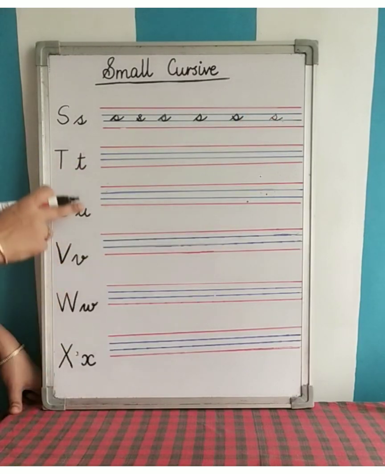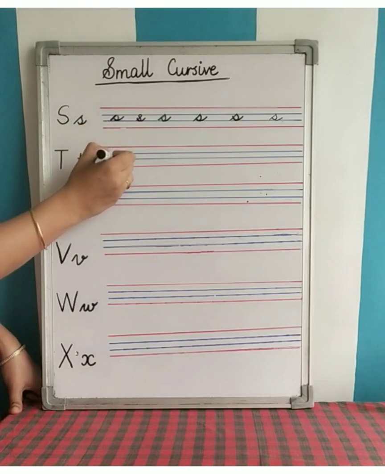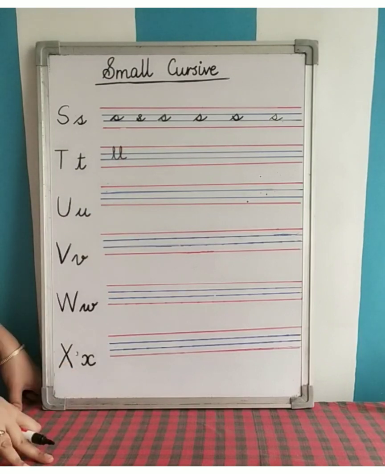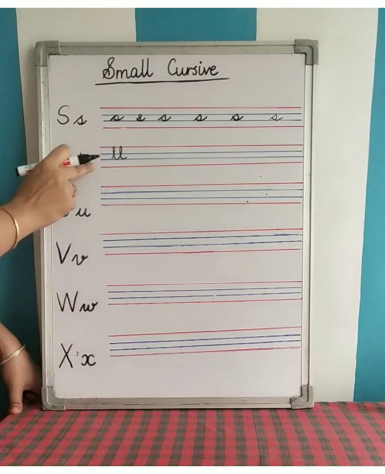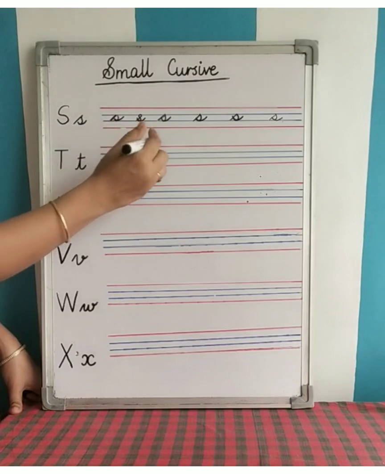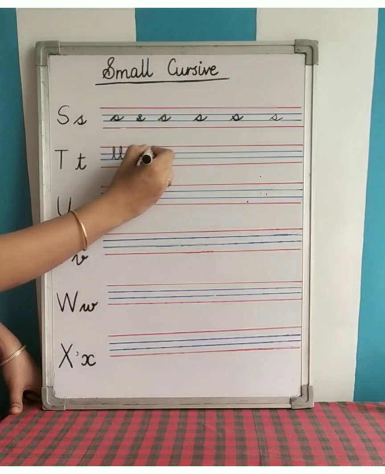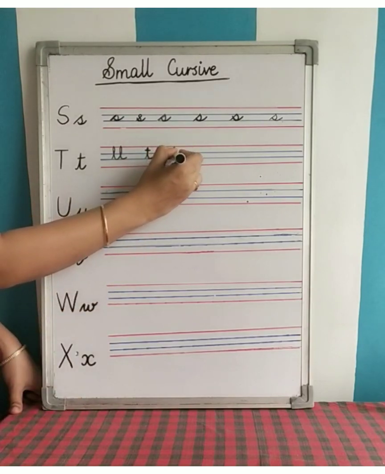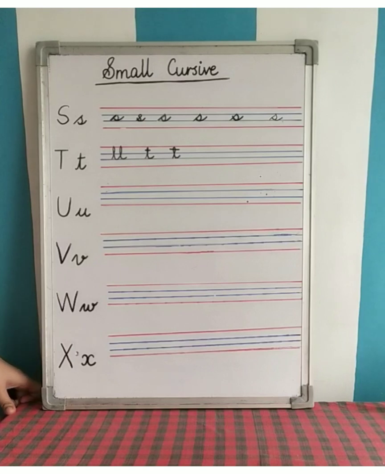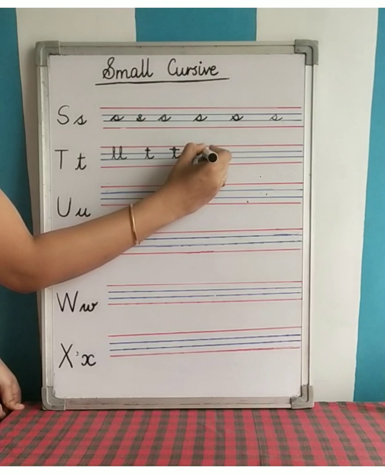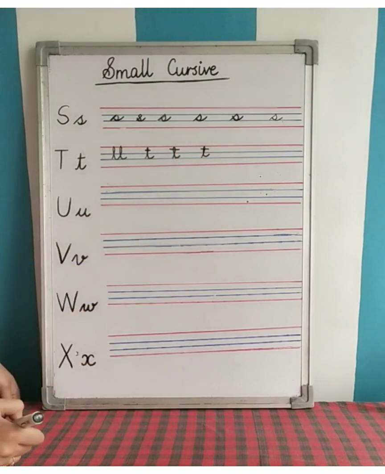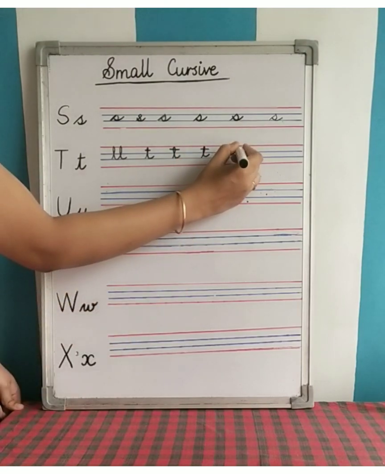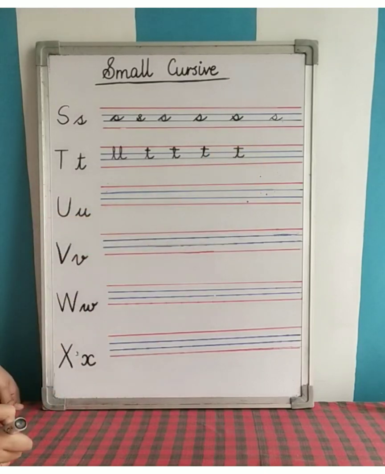Now the next is small cursive T. Basically small cursive T is based on this pattern. We can make small cursive T two ways. The first one is this, by not letting the loop, and the second is letting the loop, leaving a little space in between the two curved lines. Whichever is easier for you, you can draw that.